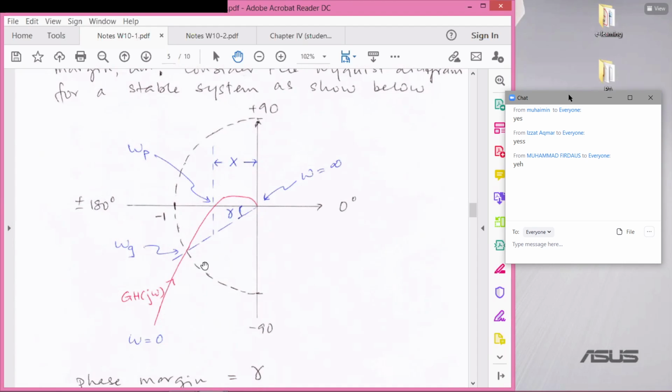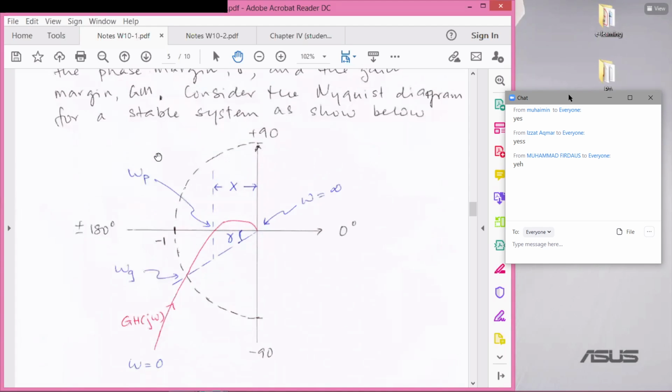Now, the frequency is going to change from 0 to infinity. So this is from frequency equals 0, up to frequency infinity. Now, there are two frequencies that you need to be aware of. The first is the frequency when the phase angle is plus or minus 180. That is called omega p, which is known as the phase crossover frequency.